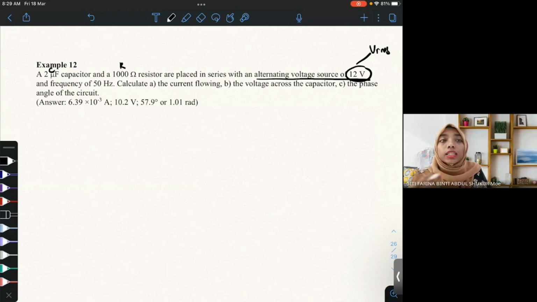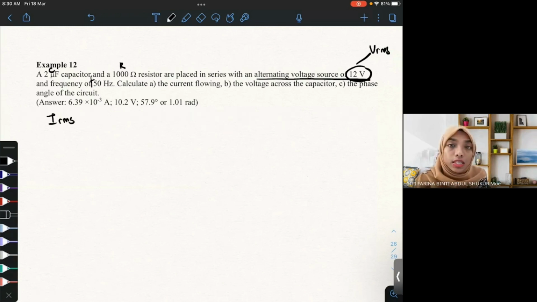Tak kisah dia kata alternating source punya ke, atau dia kata voltage across resistor ke, voltage across capacitor ke, dia tengah cakap pasal voltage yang RMS itu dekat situ. And then dia kata and a frequency of 50 Hz, calculate the current flowing. Okay, dia nak tahu current yang akan flow. Current yang dia minta ni pun adalah current RMS sebab itu adalah current yang akan flow dekat dalam circuit.